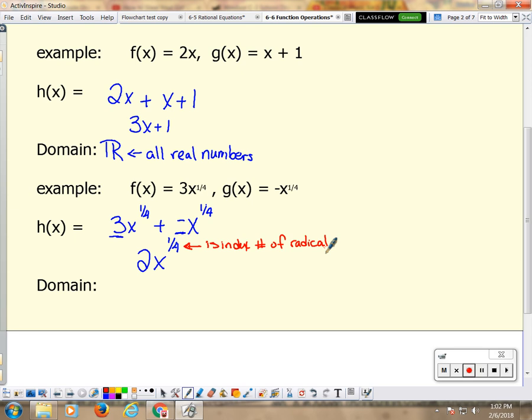Remember, we did imaginary numbers last chapter. So in our last unit with those negative numbers, we knew we had i. So in the case of this, my domain can't have any negatives. So all the numbers I plug in for x must be bigger than or equal to 0.